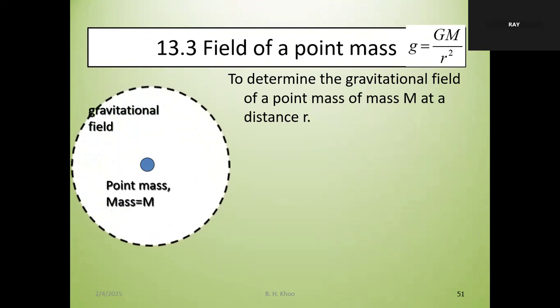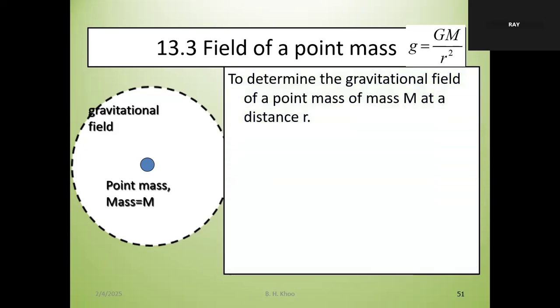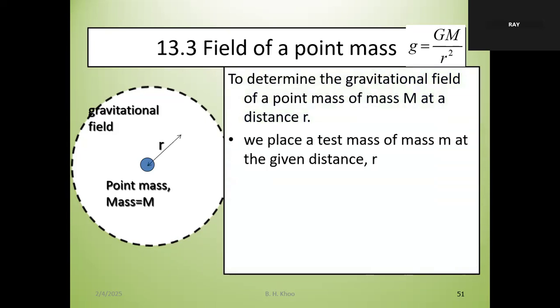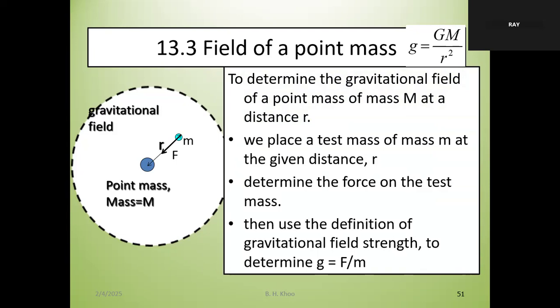Remember, the field surrounds the body. It goes to infinity. So to know there's a field, we put a test mass there. The test mass will be attracted to the point mass, so we know the test mass is in the gravitational field of the point mass. Just to review what we have just done, we place a test mass, m, a distance r away, determine the force on the test mass, then use the definition to find the gravitational field strength. g is F over m.